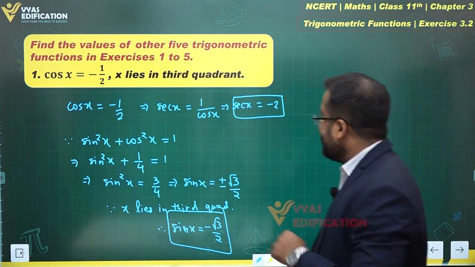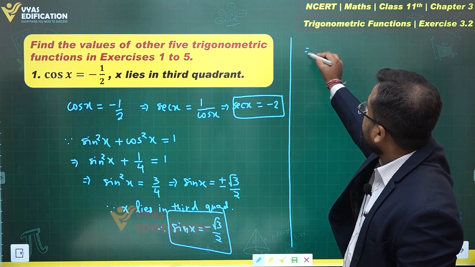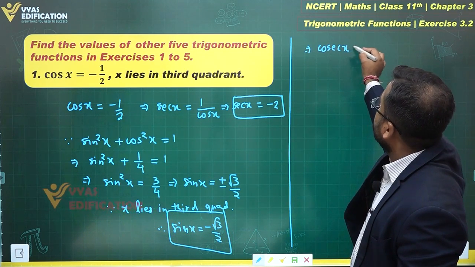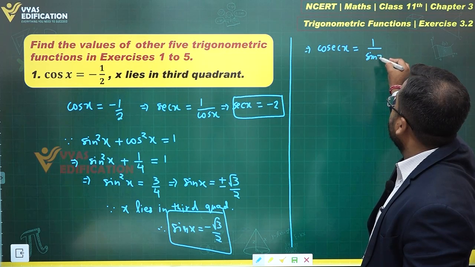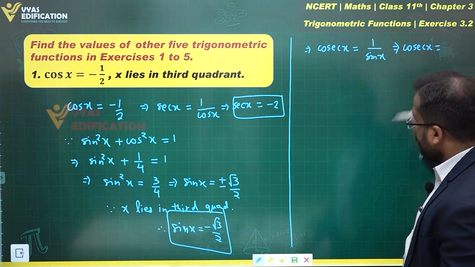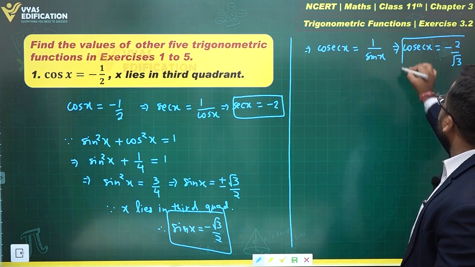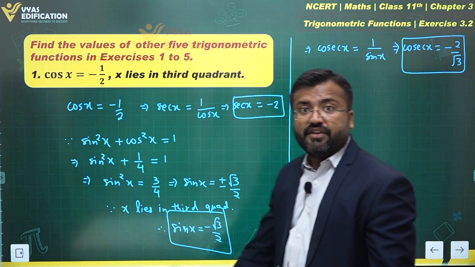Now with the help of this sin x, you can find cosec x very easily. Cosec x will be equal to 1 over sin x, which implies that cosec x is the reciprocal of this, which is minus 2 by root 3. That's the next trigonometric ratio that you obtain very easily.